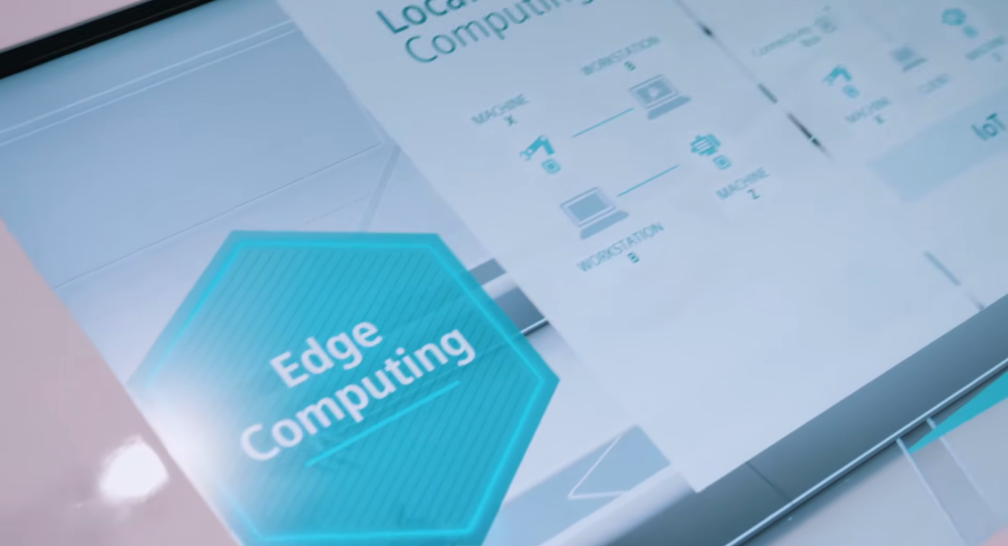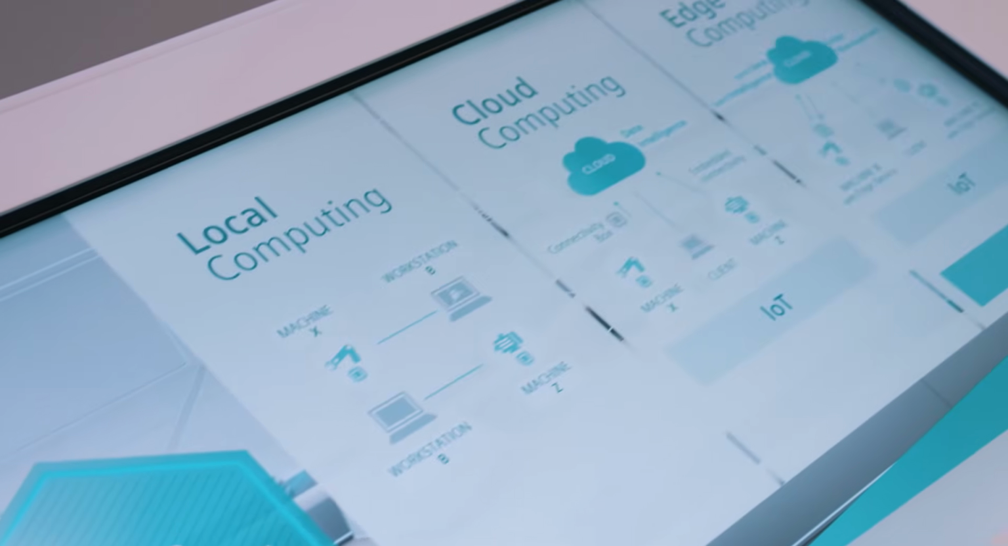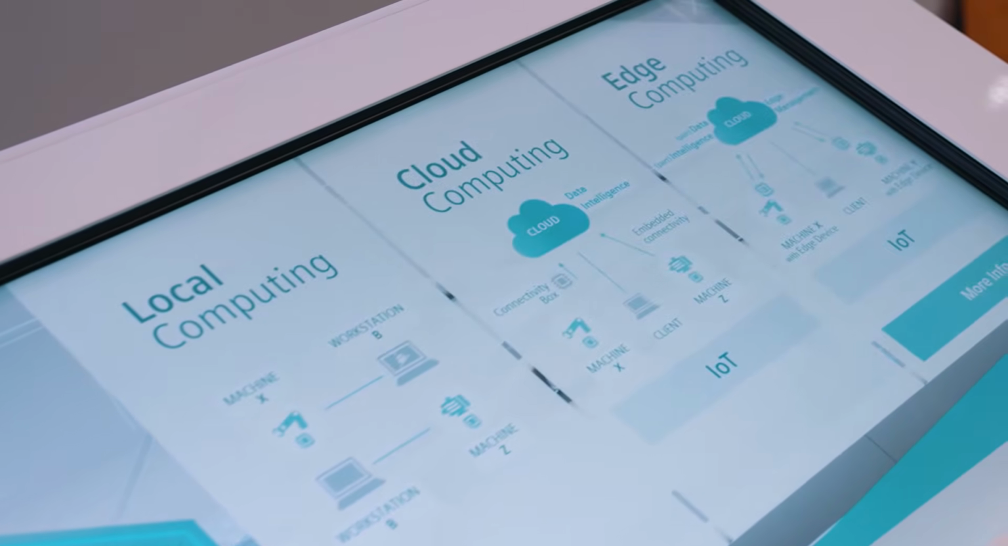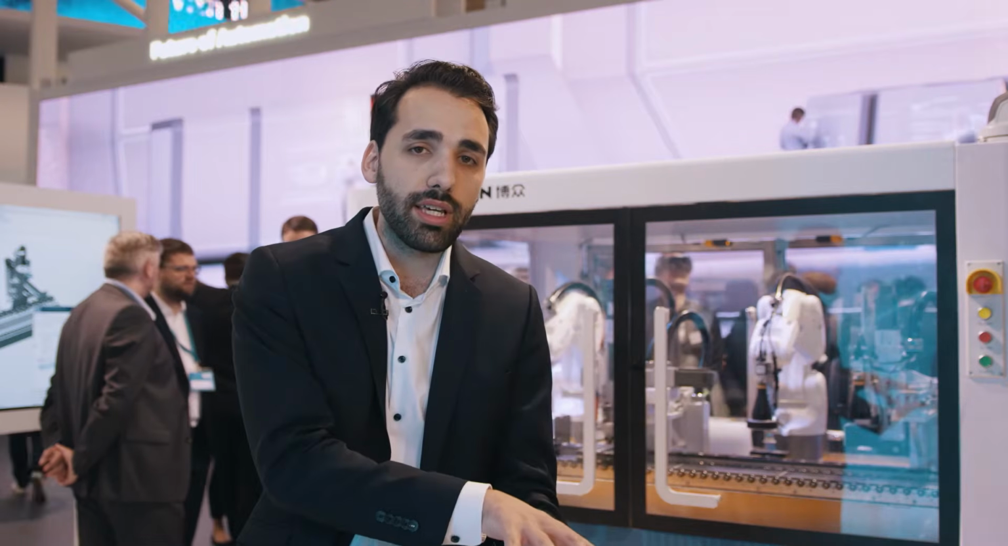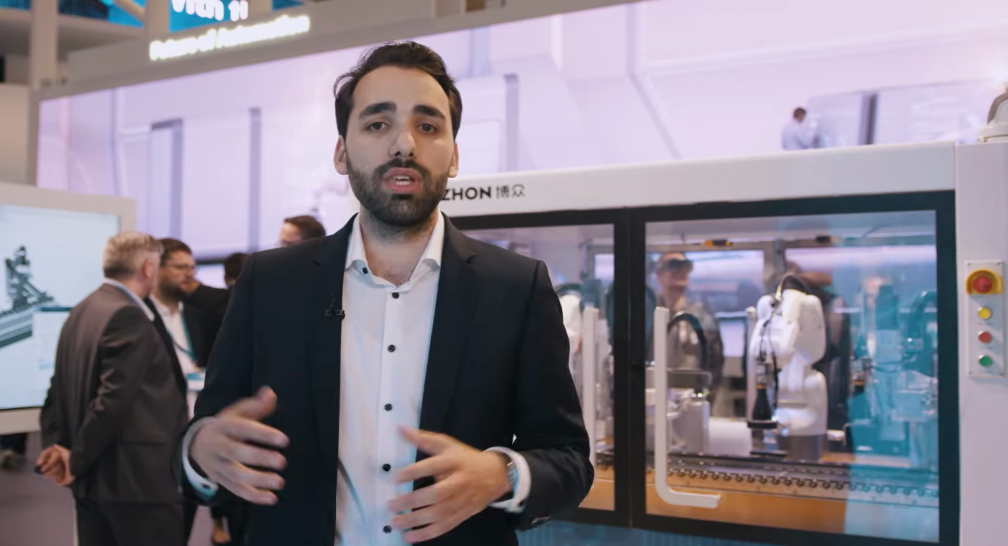Edge computing offers similar possibilities for automation systems. Furthermore, edge computing is bridging the gap between automation technology and the cloud by combining the benefits of both worlds.